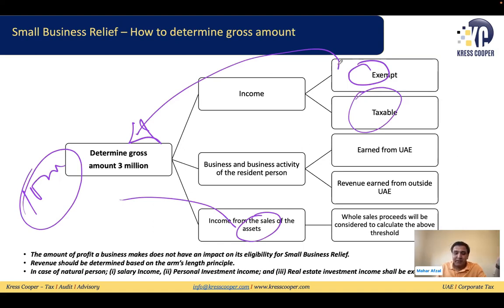So basically, exempt income, taxable income, any income from the business or business activity, or any sale proceeds from the sale of an asset, altogether it will be considered, and we need to apply the criteria. Either this is going beyond the threshold or below the threshold. If beyond the threshold, they cannot opt for small business relief. Below the threshold, they can go, but subject to the condition that they have not crossed the threshold in any previous tax period.